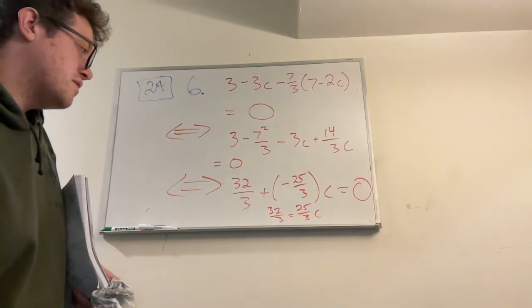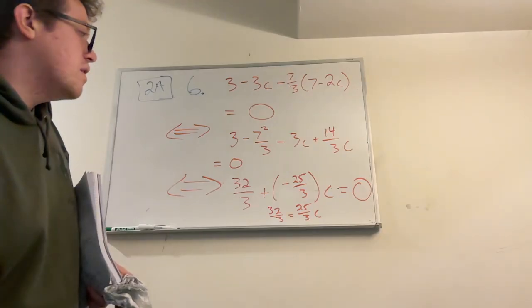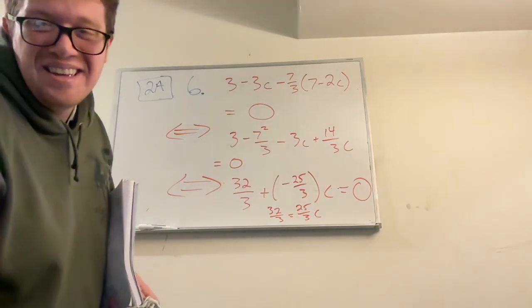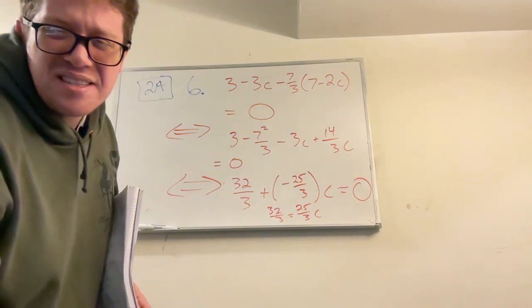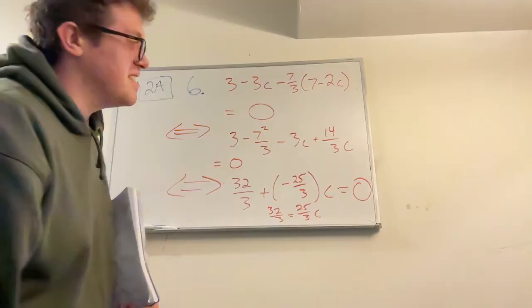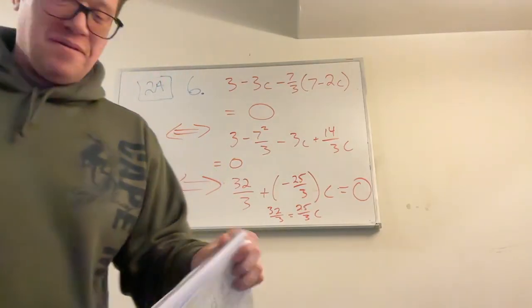32 equals 25c. No, that can't be right. I did something wrong. All right, so now yeah, we're doing it live. But I don't think that's the right answer. So yeah, I did something wrong earlier. I'm trying to do fractions in my head. That's the problem. Here, let's type it in Wolfram Alpha real quick.